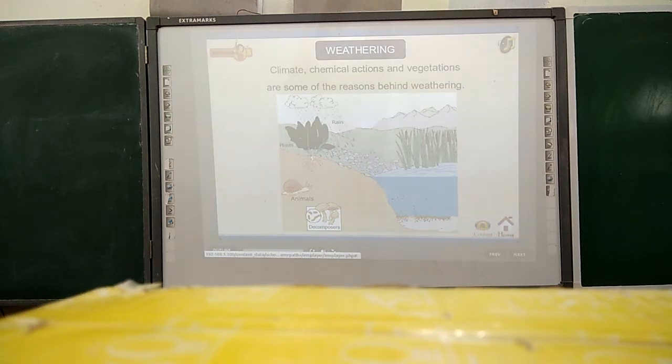Climate means temperature. Due to high temperatures, even rocks break into smaller particles. But it is a very slow process. It takes millions of years to form 1 centimeter of sand particles. It is a very, very slow process. So climate is one of the factors, and another factor is some of the chemical factors and even vegetation.